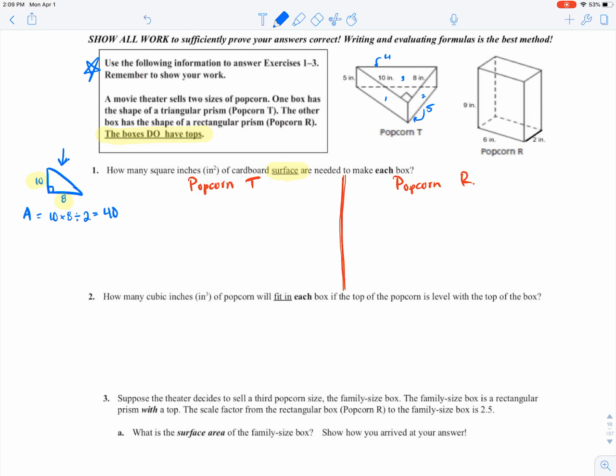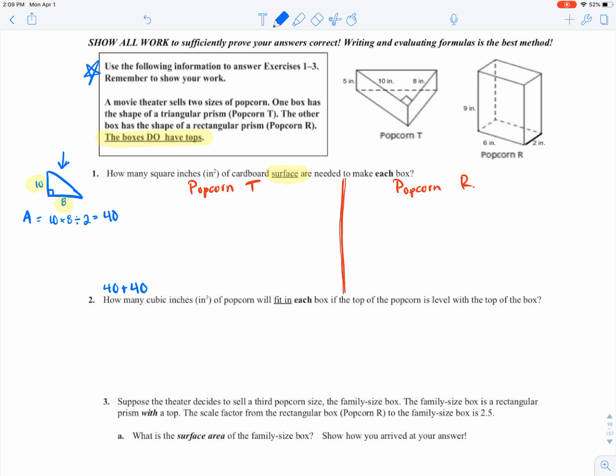Boom, there we go. I have my first shape. Is there another triangle in this prism, in the popcorn box? Yes, there is. There's a top and a bottom triangle. So what we're going to do is add 2 40s. So I have 40 plus 40. All right, let's take a look at what I need next.